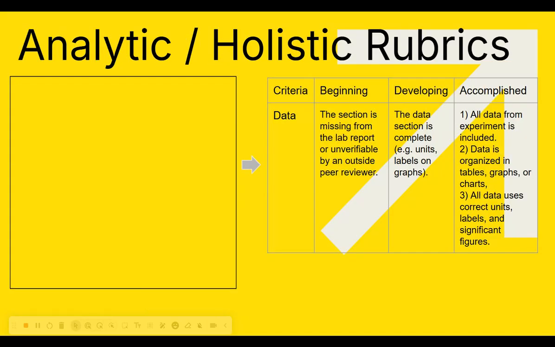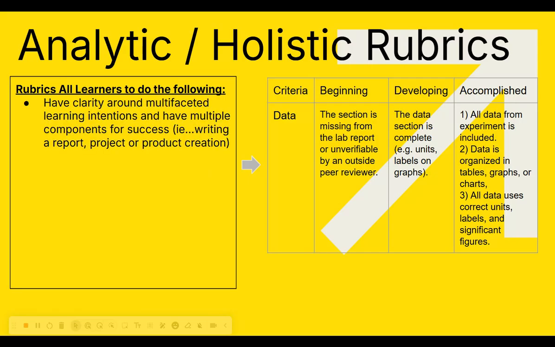Next, we have analytic and holistic rubrics. These rubrics usually have some type of criteria. They have a beginning, a developing and accomplished level, or it could be numbers. It could be 3, 2, 1, or some type of numbering system. So all these rubrics have clarity around multifaceted learning intentions and have multiple components for success, like writing a report, completing a project, or creating some type of product.